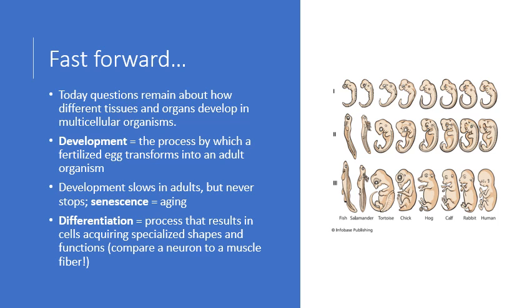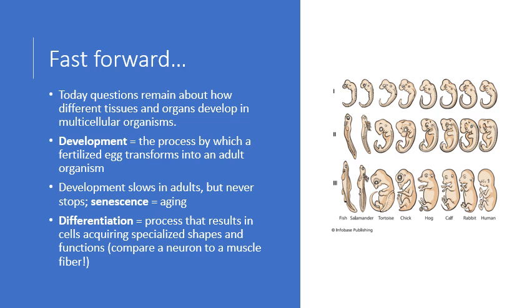Now, fast forward to today. We do still have questions about how different tissues and organs develop in multicellular organisms. So again, we started off as one cell. So why is it that as we grow, some of the cells that we make become part of our eyeballs? Some cells become part of our liver. Some cells become our bones. How does that work? We still have questions about that, but we've learned a lot more about how organisms develop.